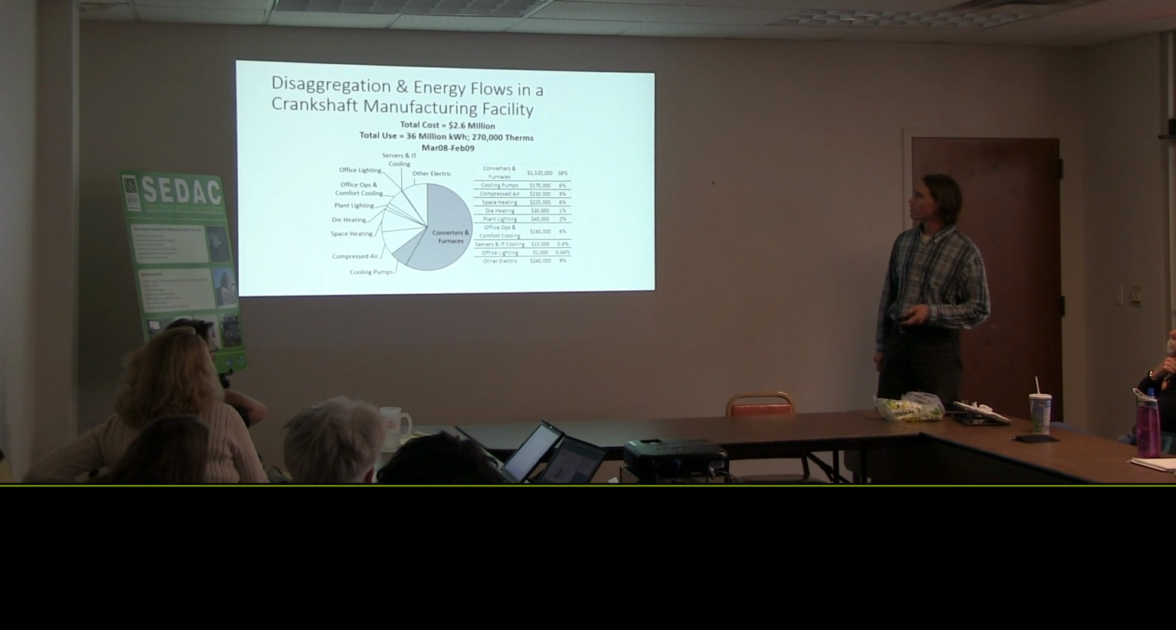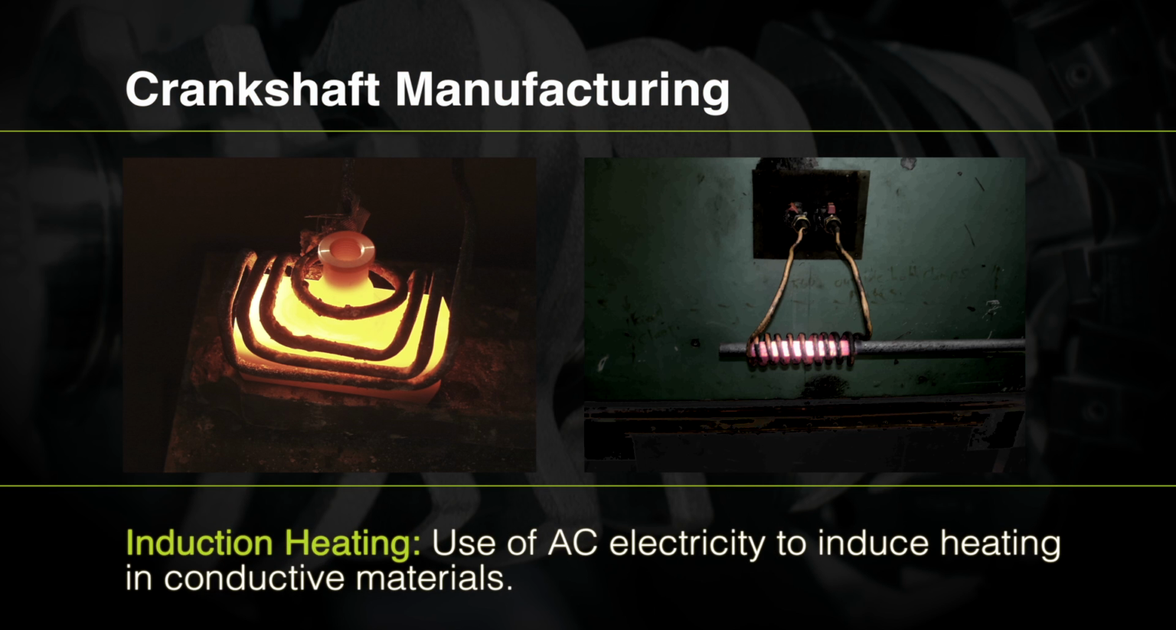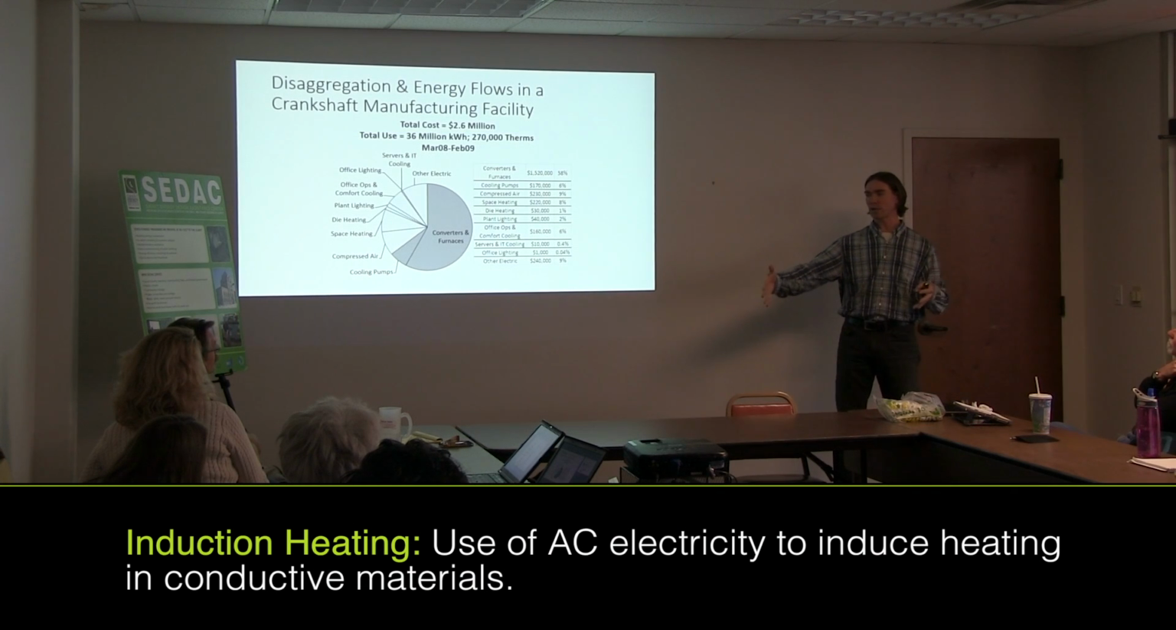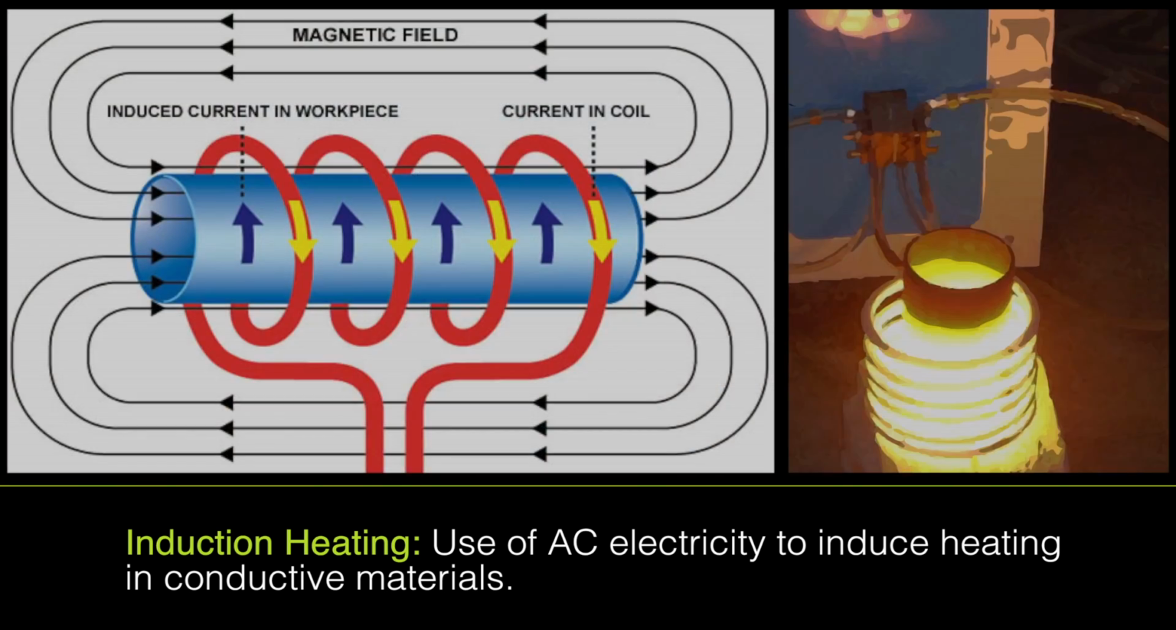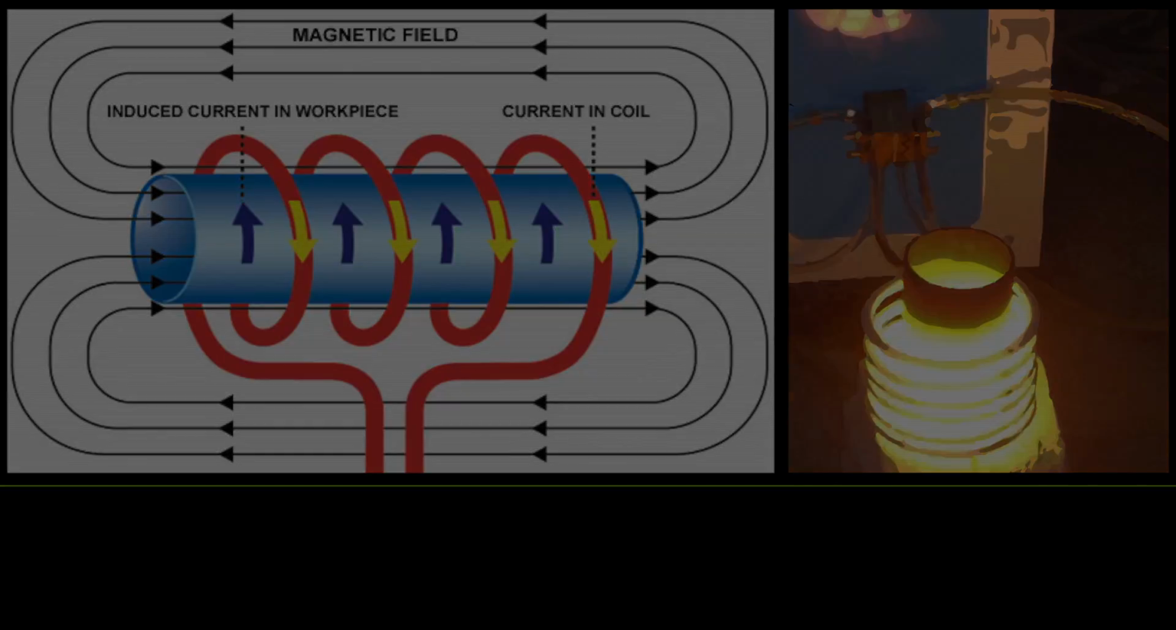So here's another facility, a crankshaft manufacturing facility in Danville. They have an induction heating process. They receive these great big cylindrical metal hunks, and they put them in an induction furnace. So it's an electric furnace. It's not resistance, but it's on the principle of induction heating. If you subject metal to an alternating current, that will induce heating.